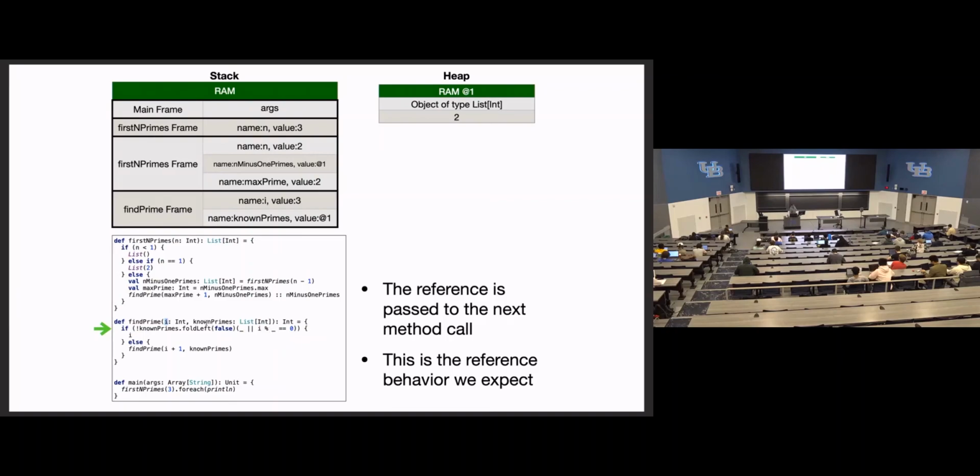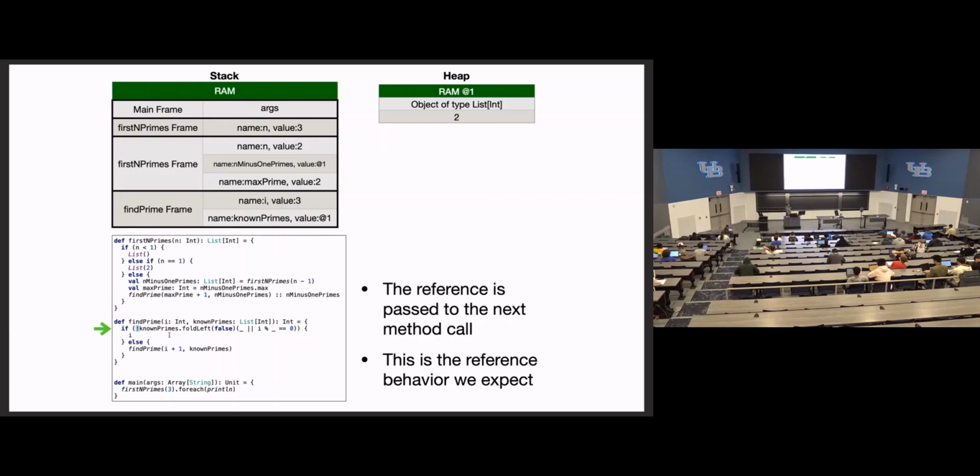modulo my known primes, starting at the left, which is just the list containing 2. So 3 modulo 2, is that equal to 0? That's going to be false. So I have false or false. I've reached the end of my list, so this all returns false. I'm going to negate that to be true. And once that's true, I'm going to say this is the next prime.